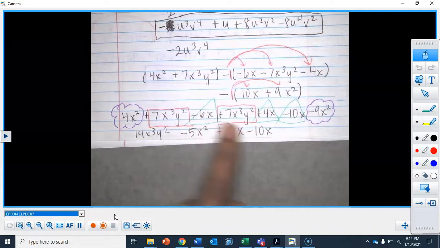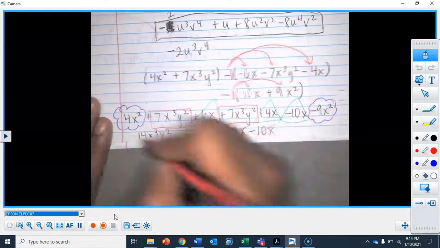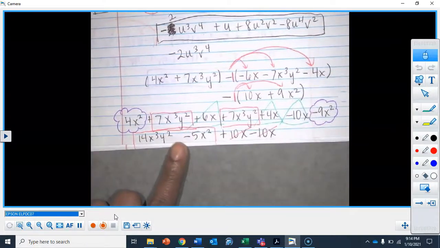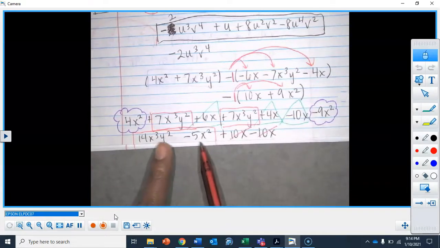Okay, I noticed that I did the 10x and then minus 10x. See, this is 0. So what's going to happen is these two, 10 minus 10 is 0. Everybody see that? So the final answer is right here. That's the final answer. Because again, this was 6x plus 4x is 10x. 10x minus 10 is 0. This is gone. That's the final answer. All right, so I hope that one makes sense.